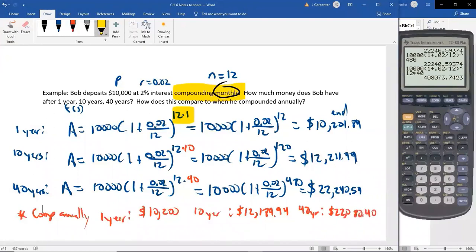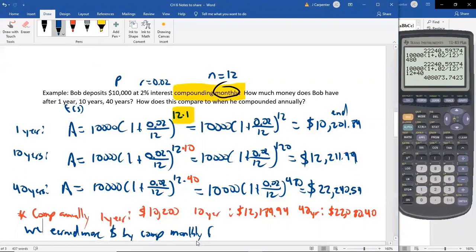So how does this compare to when we compounded annually? What I mean is compare this number to this number. By compare, I mean just make a very simple analysis. Which one's bigger? Well, this one's bigger. When we compounded monthly, we got more money. So we earned more money by compounding monthly for 1 year. Let's see if that continues on.